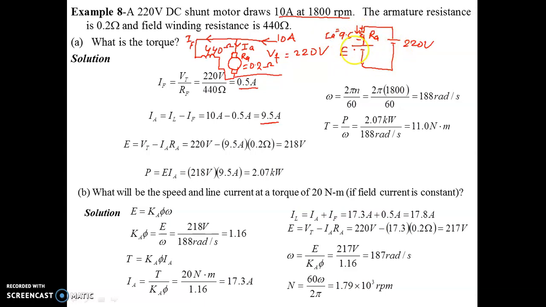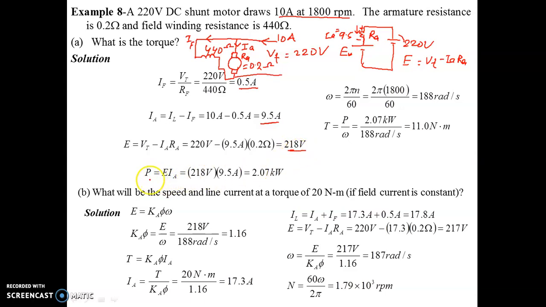So applying this Kirchhoff's voltage law, for a motor, Ea will be equal to Vt minus Ia Ra. You can also say that the applied voltage is this much, so this much drop will be equal to Ea, that is back EMF, Vt minus Ia Ra. That is written here. So after calculating, we get Ea 218 volt.